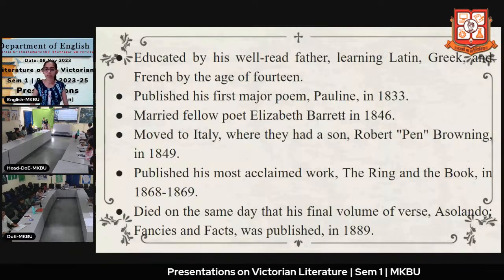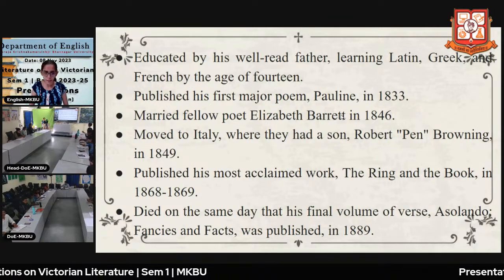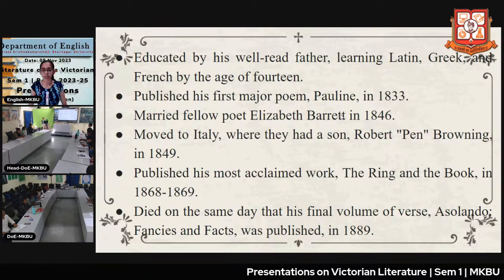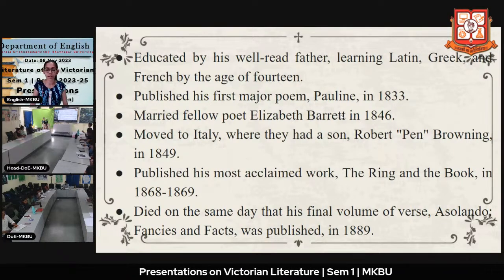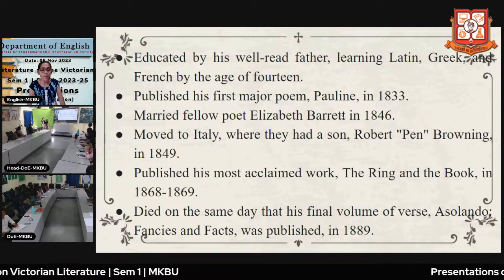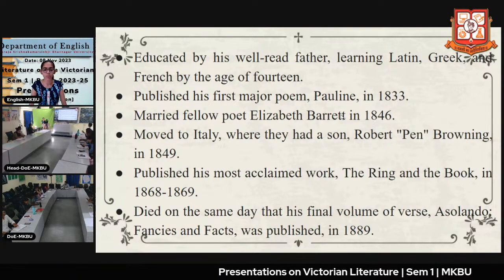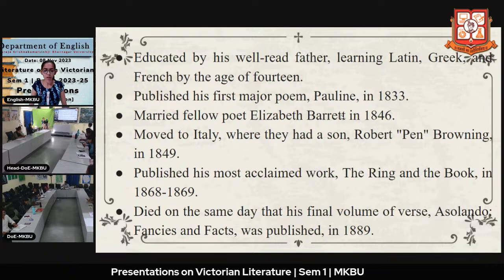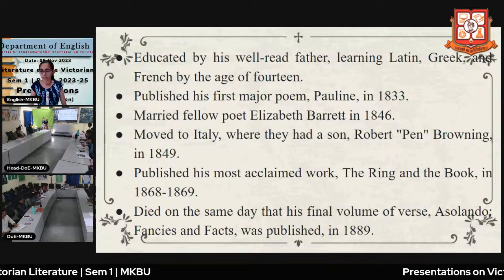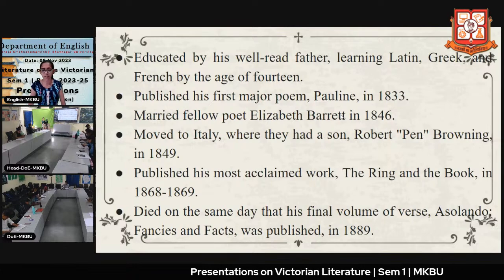He was educated by his well-read father, learning Latin, Greek, French by the age of 14. Published his first major poem, Pauline, in 1833. He married fellow poet Elizabeth Barrett in 1846. Published his most acclaimed work, The Ring and the Book, in 1868 to 1869. Died on the same day that the final volume of verse, Asolando: Fancies and Facts, was published in 1889.